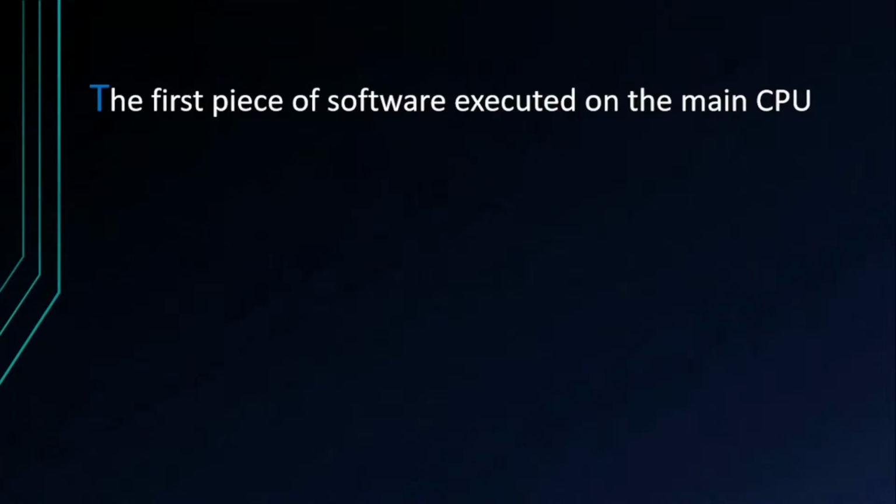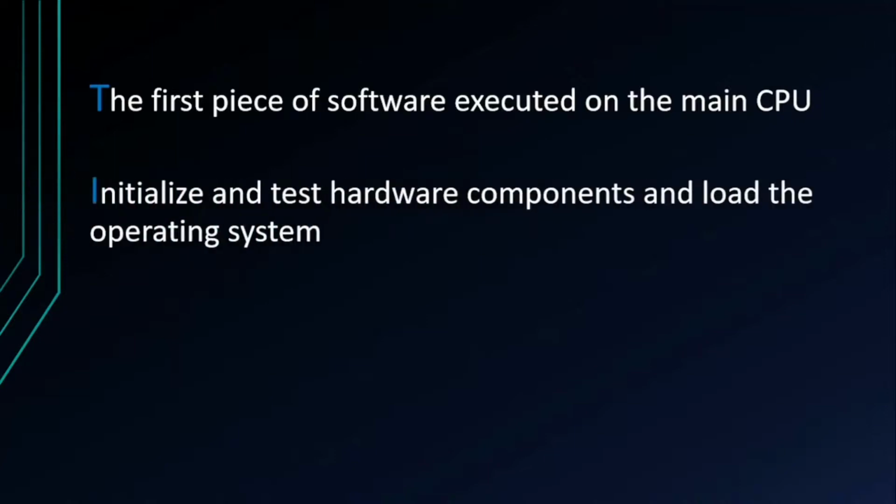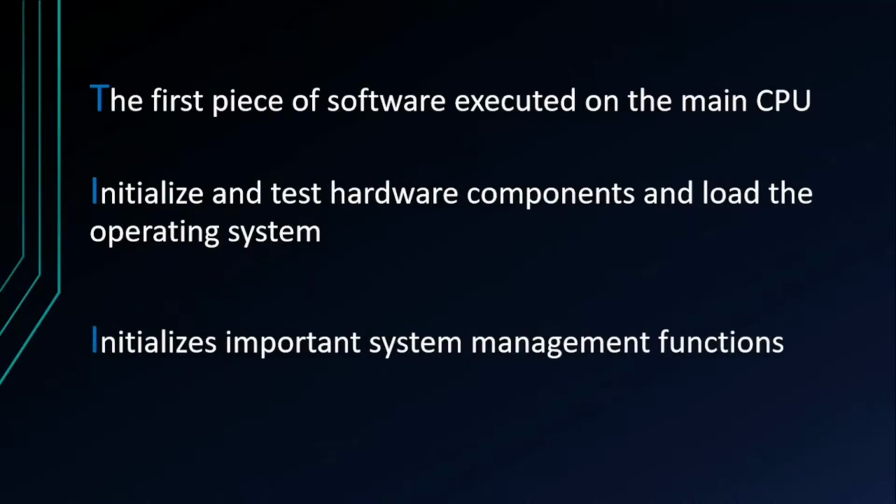The BIOS is the first piece of software executed on the main central processing unit, CPU, when a computer is powered on. Its primary role on modern machines is to initialize and test hardware components and load the operating system. This operation is called booting. In addition, the BIOS loads and initializes important system management functions such as power and thermal management.